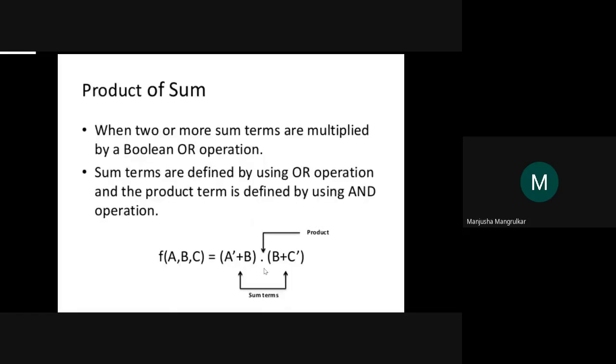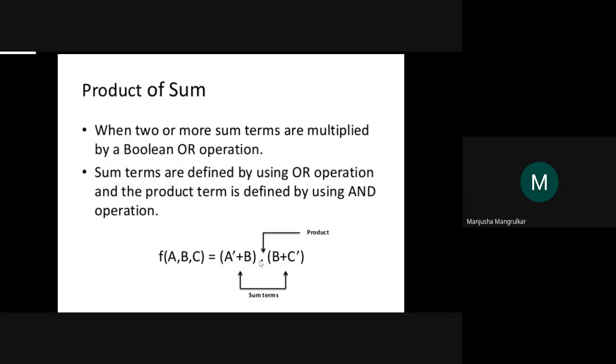Now the product of sum. What is this product of sum? When two or more sum terms are multiplied by Boolean AND operation, the sum terms are identified by using an OR operation, and the product term is defined by using an AND operation.